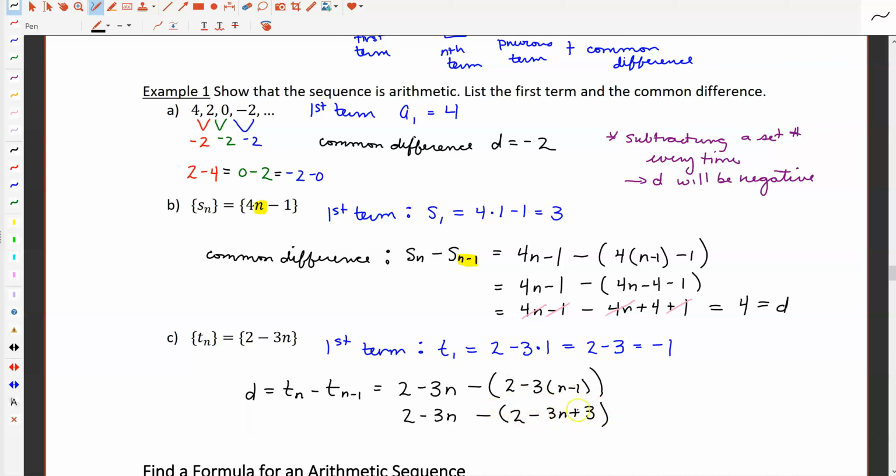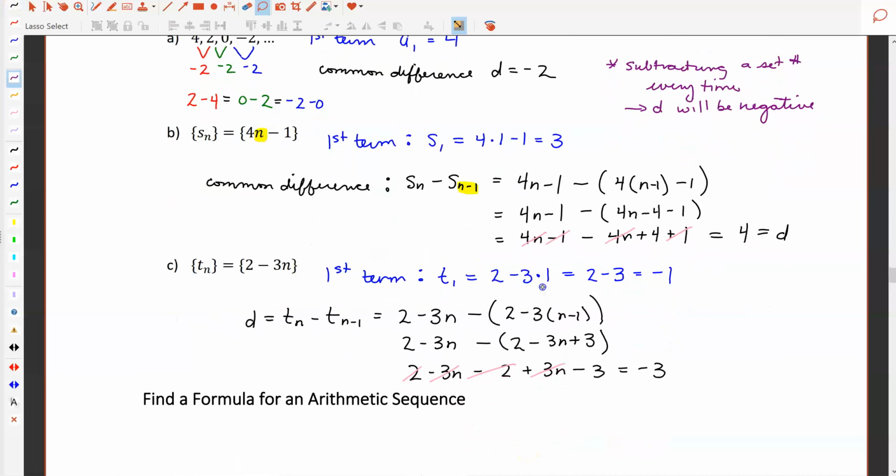Now you could combine like terms in here, but you're going to find that you always get a lot of nice canceling because this has to be arithmetic, mainly because we are told in the directions. When you verify that something's arithmetic, you're going to find that pretty much everything cancels except for whatever that common difference is. So I have this positive 2 and negative 2 that can cancel, this negative 3n and positive 3n that can cancel. When everything's said and done, my common difference is going to be negative 3.